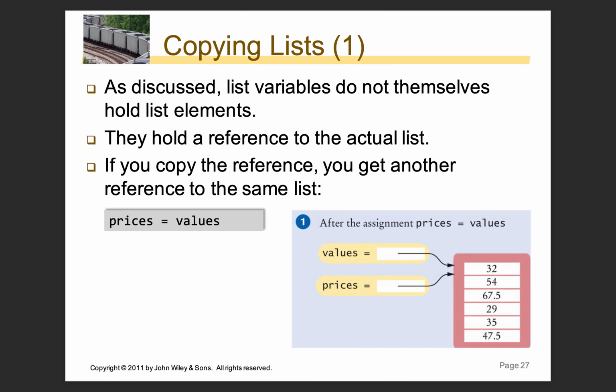Okay, so earlier on, we talked about the fact that when we copy a list variable, we do not copy the elements of the list, we copy the reference to the list. As discussed, list variables do not themselves hold list elements, they hold a reference to the actual list. If you copy the reference, you get another reference to the same list. So if you were to change values, you would change something in the memory locations that values reference. It just so happens that prices also reference those same memory locations, so it would change for prices as well.